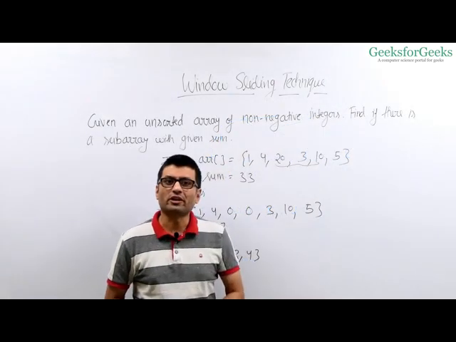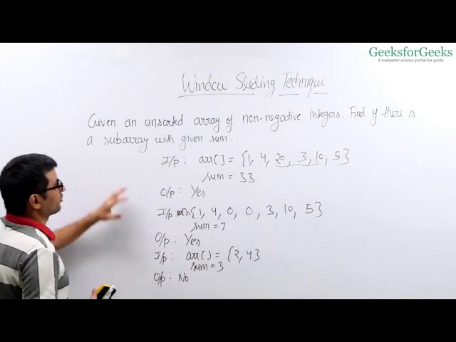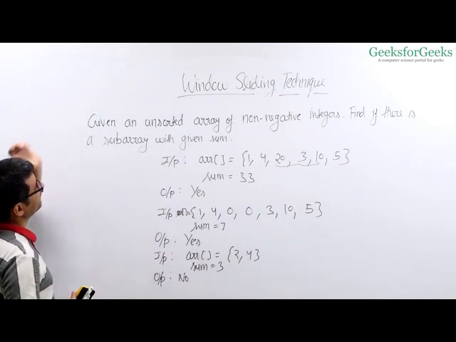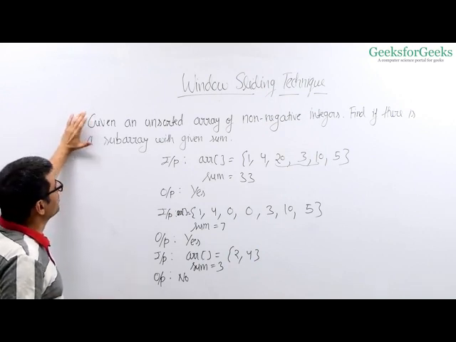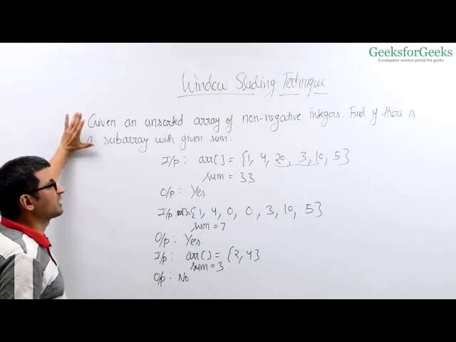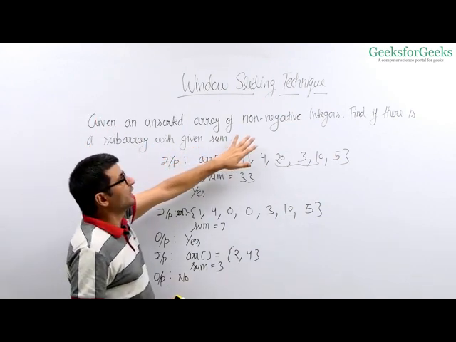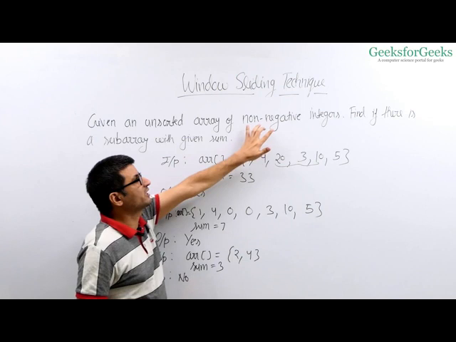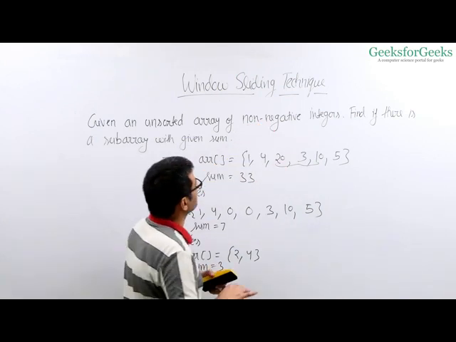Let's now talk about the next problem, which is based on window sliding. Here the window size is not going to be fixed. So the problem is, given an unsorted array and a value, we need to find if there is a subarray with the given sum, right? The thing about this given array is it contains non-negative integers, which is an important point about this question.